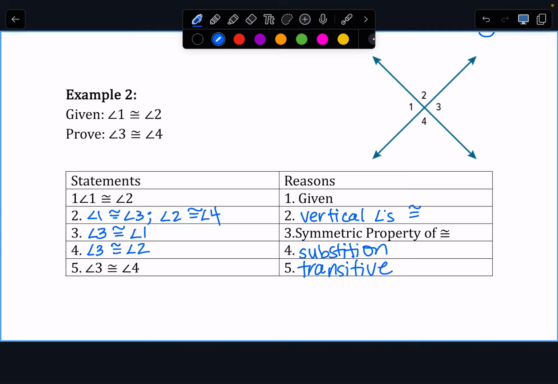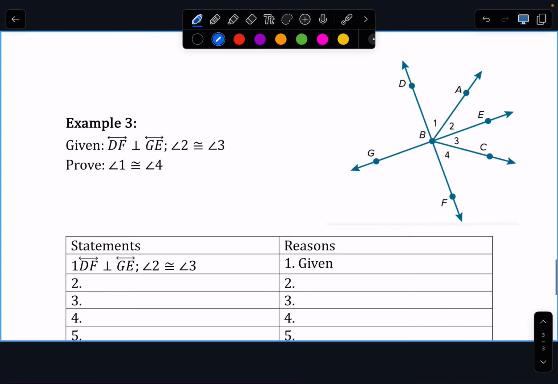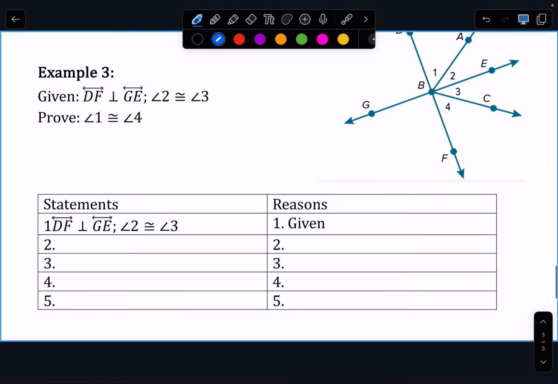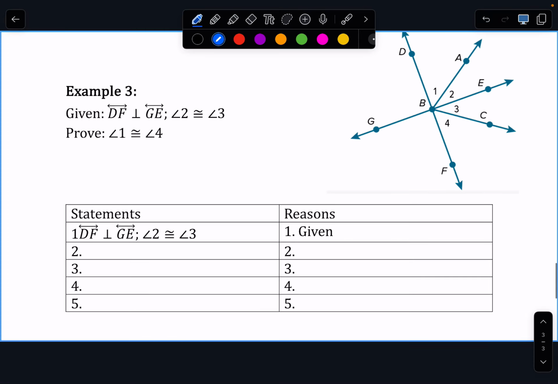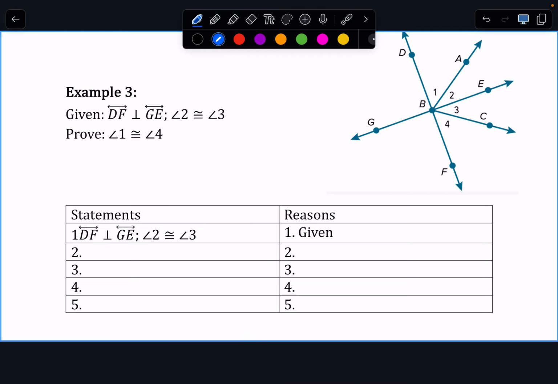There's a lot more information we know about angles, and so we have a lot more different types of proofs that we're going to encounter. So let's do a couple that don't have any hints for us. Perpendicular. Okay, so let's do a couple things.